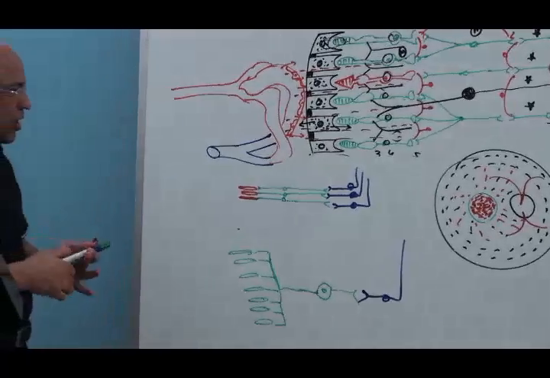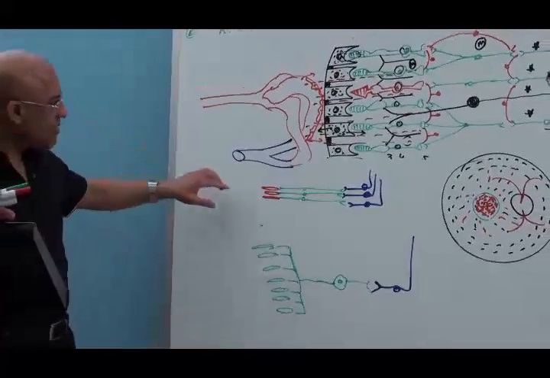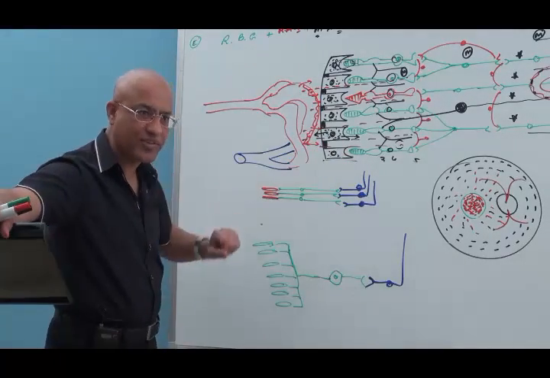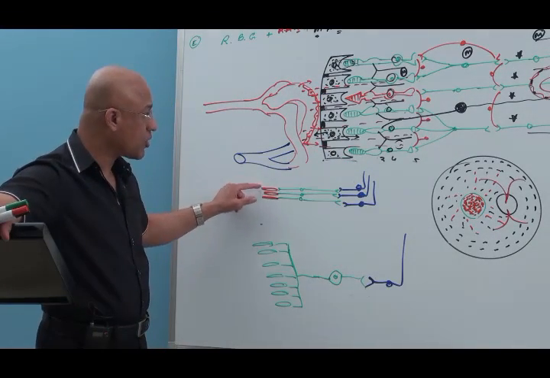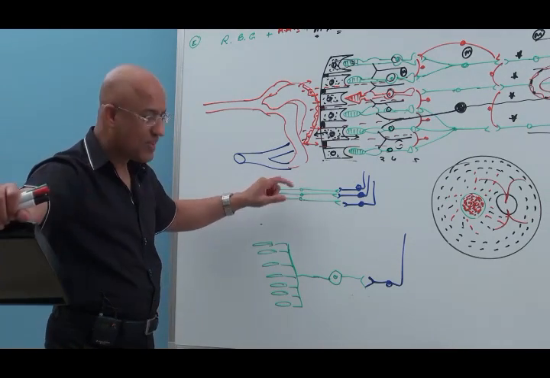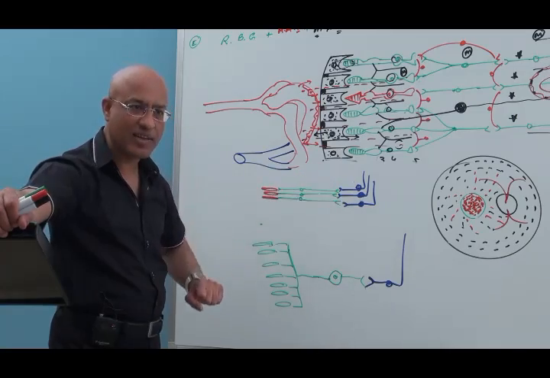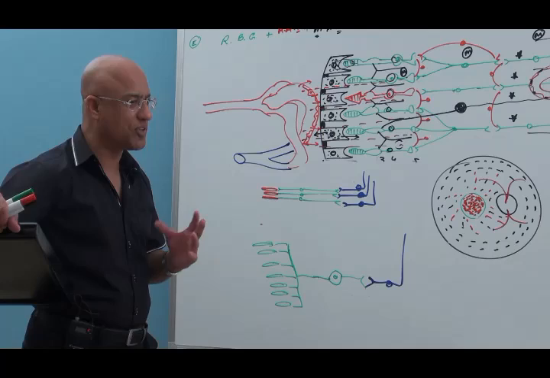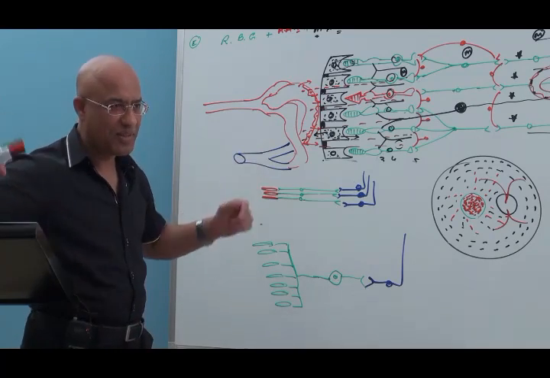Now we can say every cone in the fovea centralis has its private line going to the central nervous system. So one cone is talking to one bipolar cell, talking to one ganglion cell. So these are private lines, very private and personal lines.